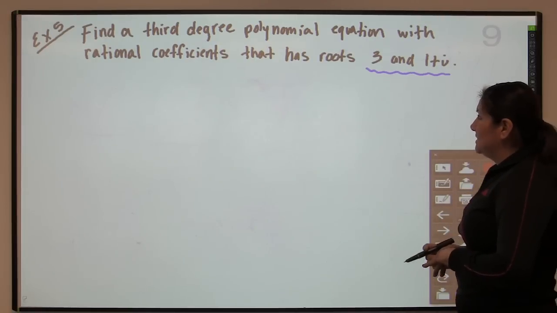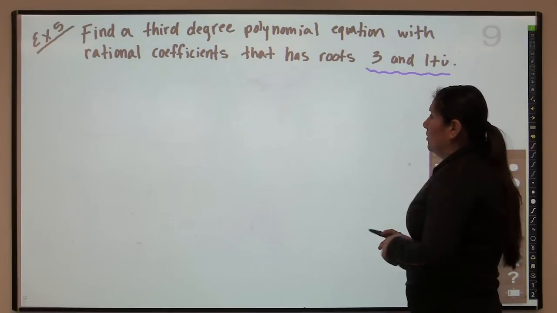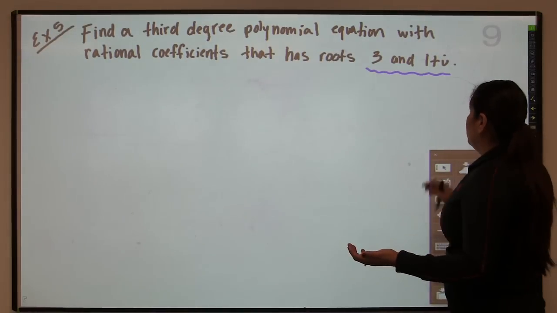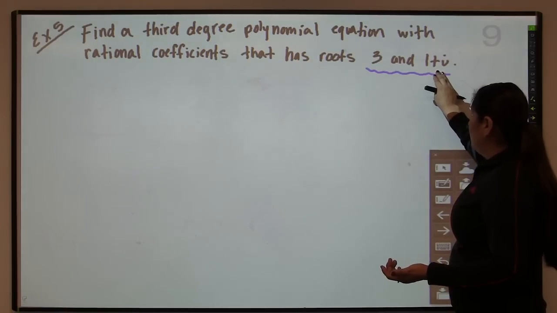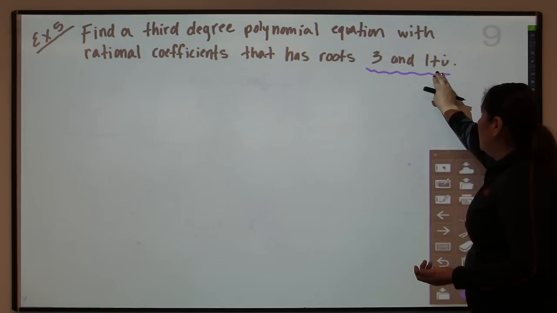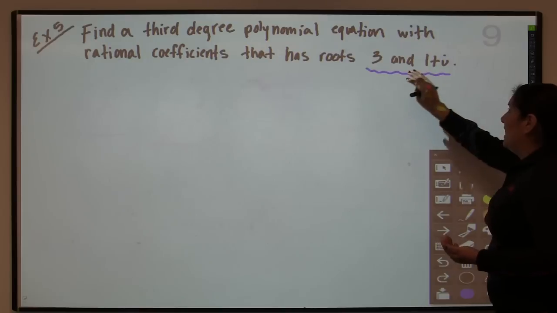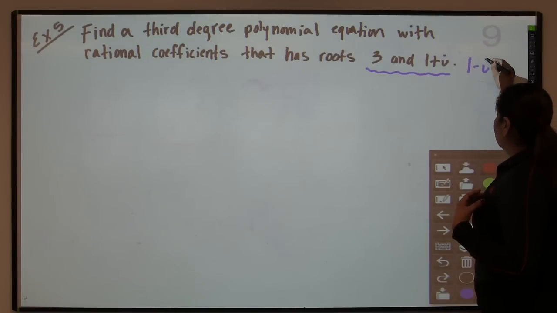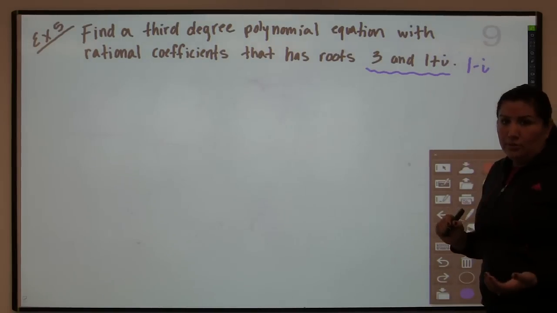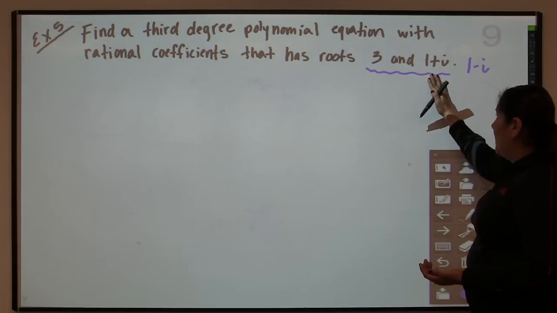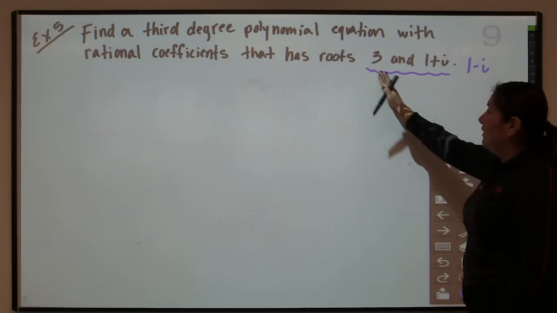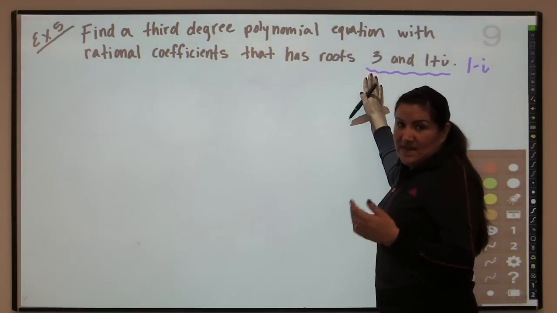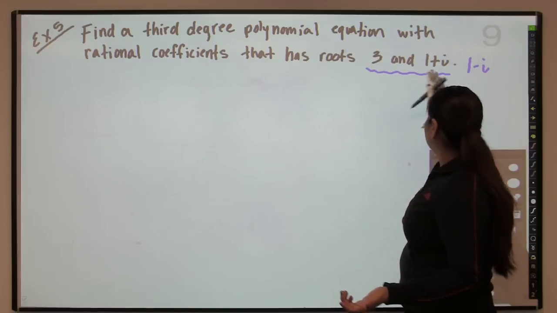Well, the first problem is it wants a 3rd degree polynomial and you only have 2 zeros. But luckily we just learned that if you have an imaginary root, it has to come in a pair. So even though they didn't tell me that it has 3 zeros, I'm supposed to know that 1 minus i is automatically another root, because it's the conjugate of 1 plus i, and they always come in pairs. The number 3 is not imaginary, it's not irrational, and it doesn't have to come in a pair. So now I have 3 roots.